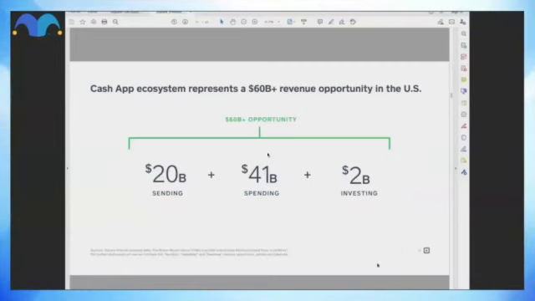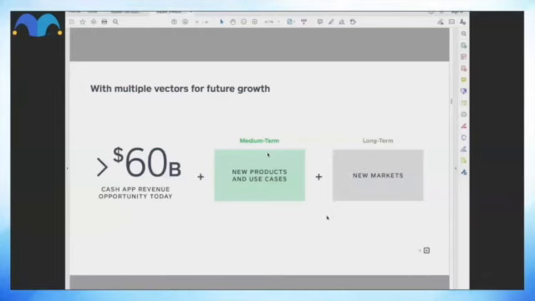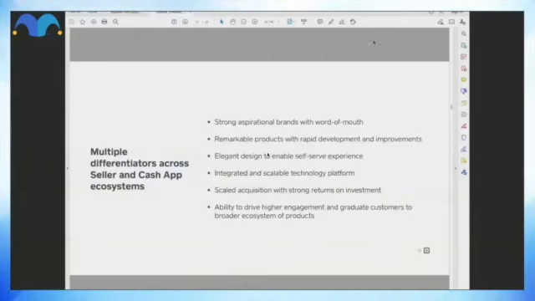So now it breaks down into what's the profit opportunity in these three buckets for them, and they think it's about 60 billion, and that's just in the US. That's not even before you go internationally for the countries that Square is in. And here's the brilliant slide. New products and use cases, medium term, long term, new markets. So that's kind of their growth strategy right there.